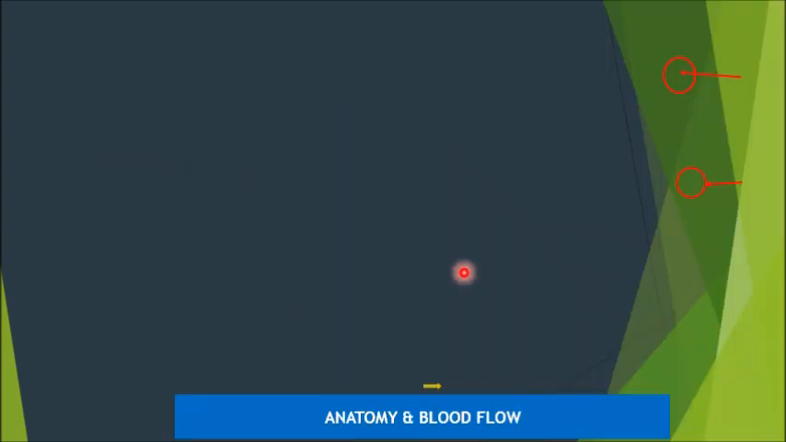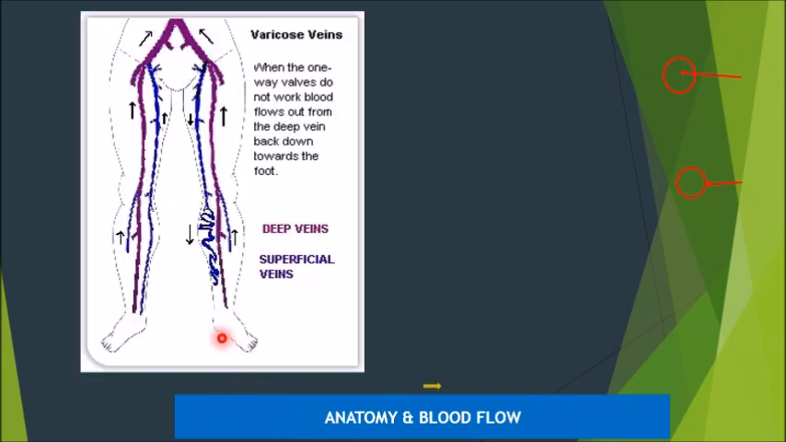In order to understand the various tests that you're going to do on these varicose vein patients, it is very important to understand the basic anatomy and the blood flow in the lower limbs, in both the lower limbs. This is a picture showing you the outline of the various veins. There are two sets of veins, the deep system and, the blue one, your superficial system.